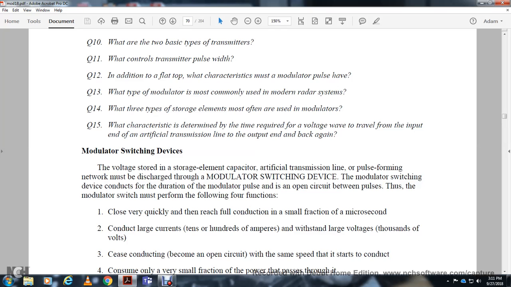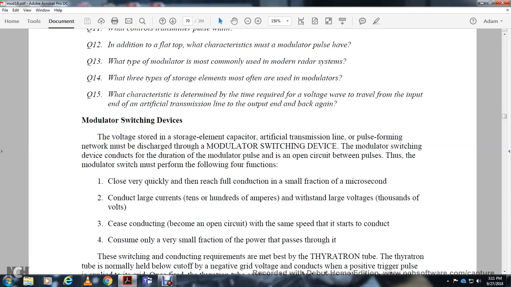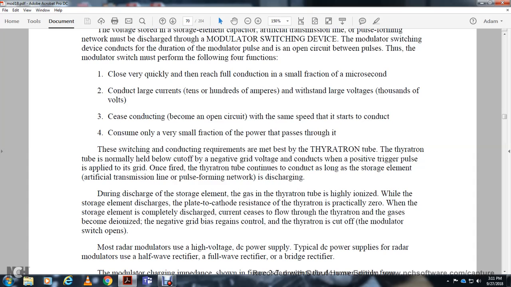The modulator switch must perform the following four functions. Close very quickly, reaching full conduction within a small fraction of a microsecond. Conduct a large current, tens, hundreds, or thousands of amperes, while withstanding a large voltage of thousands of volts. Cease conduction, becoming an open circuit, with the same speed as the start of conduction.